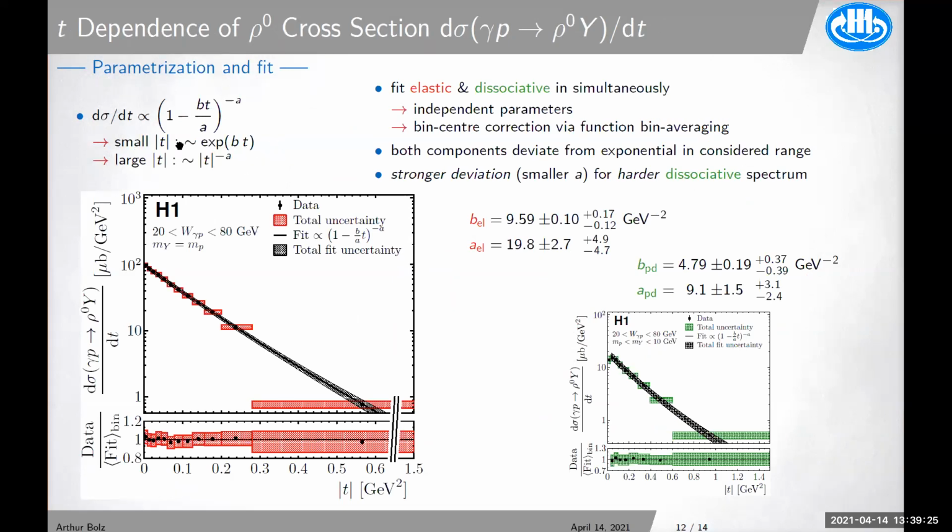at small t and going to a power law at larger t. We see that towards larger t, we have deviations from the pure exponential behavior, which are stronger for the proton-dissociative component. And then we measure the B parameter, which is consistent with previous measurements. And of course, we observe a much harder t-spectrum for the proton-dissociative component.